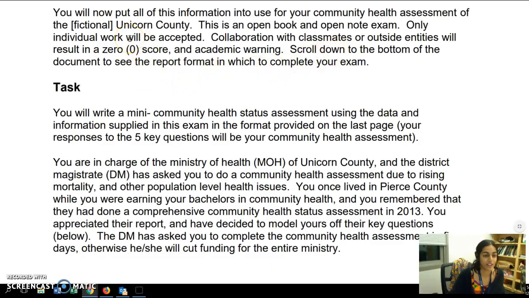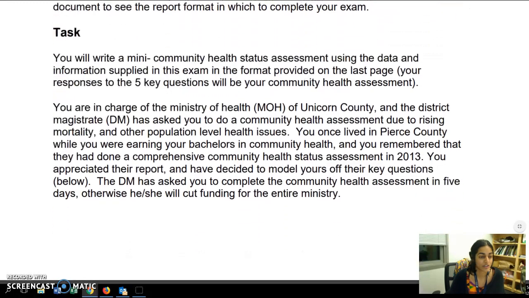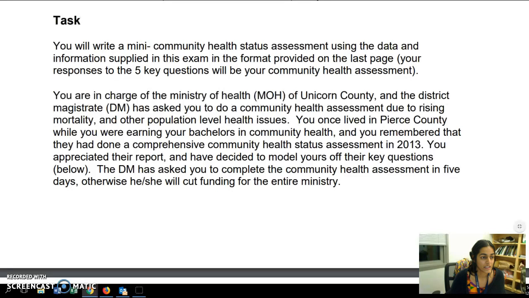So now you'll put all this information into use for your community health assessment of the fictional Unicorn County. So don't Google it and look for it. You may not find it. Collaboration is not okay, but this is an open book exam. So you can look through all the sources you want to: all the lectures, all the discussions, everything.